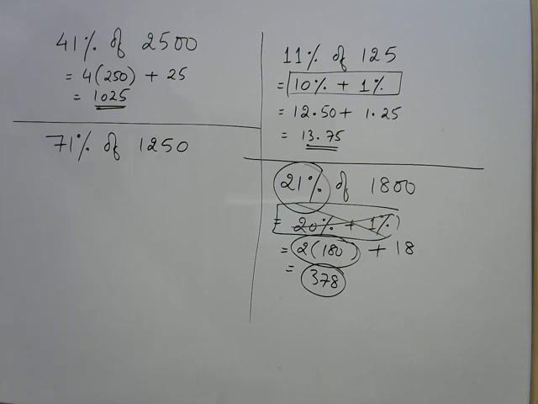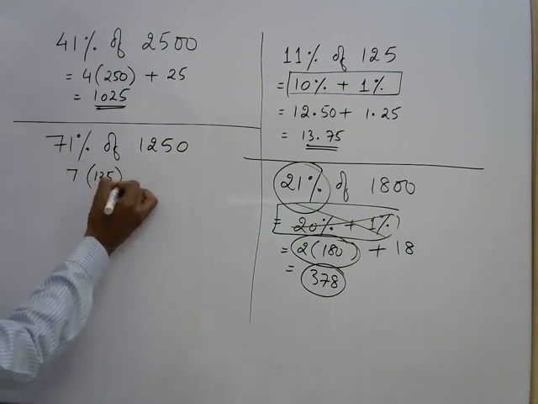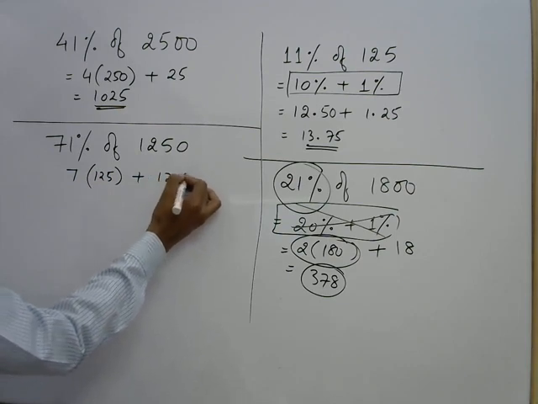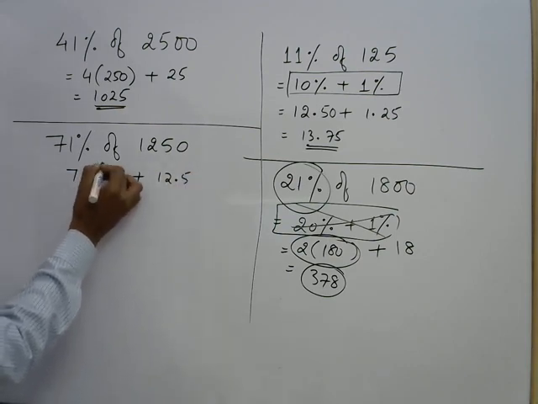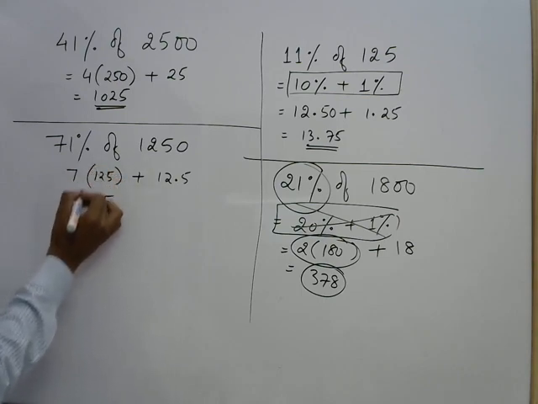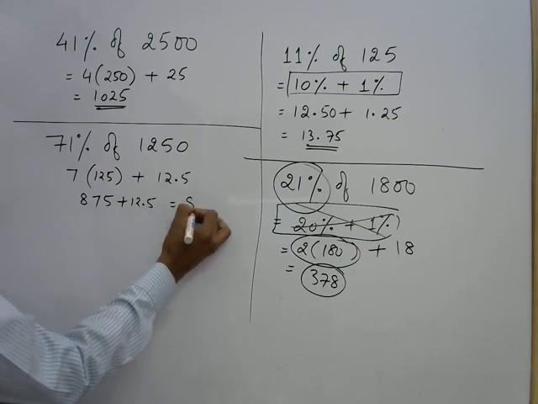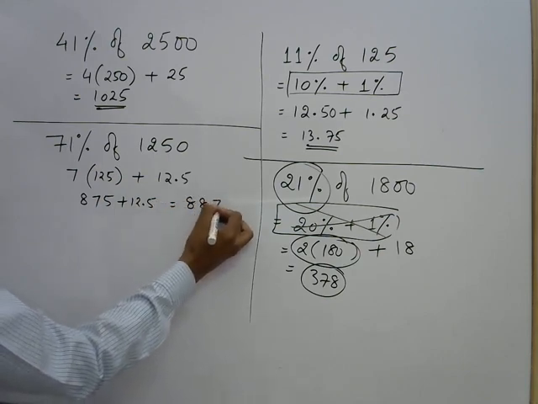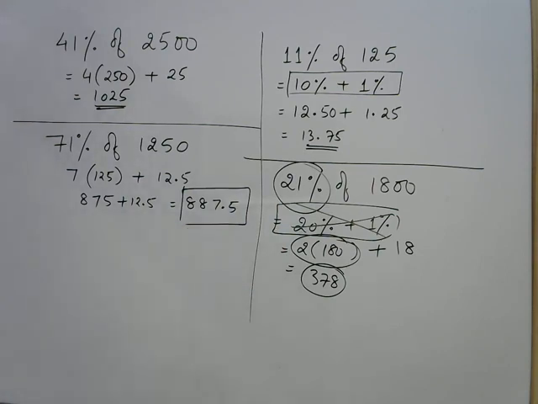989.5, Vijay, let's check. So 7 into 10%. So 70 plus 1. So 7 into 10%, 10% is 125 and 1% is 12.5. So now, 7 5s are 35, 5 3, 7 2s are 14, 15, 16, 17, 7 1, 875, and 12.5. This answer is 887.5. Now this is the answer which I was expecting.